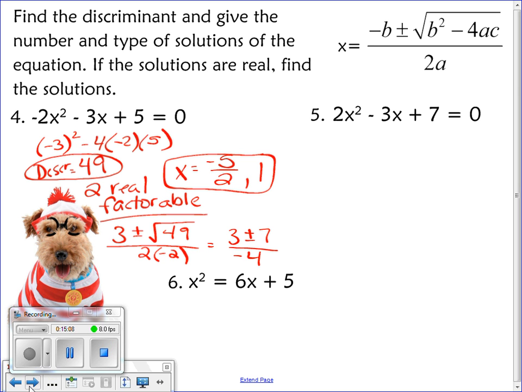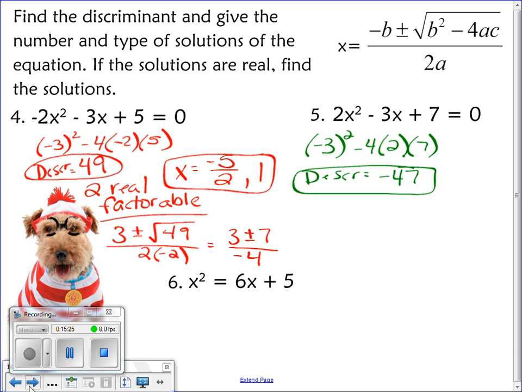All right, number 5. So b squared, negative 3 squared, minus 4 times a times c. So what do we get for the discriminant? Negative 47. So what's that mean for my answers, Jesse?